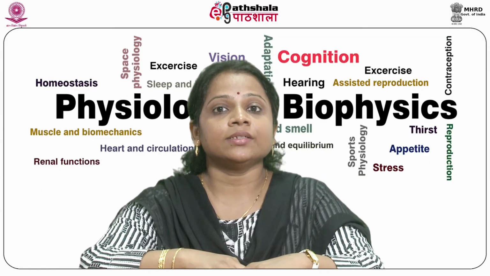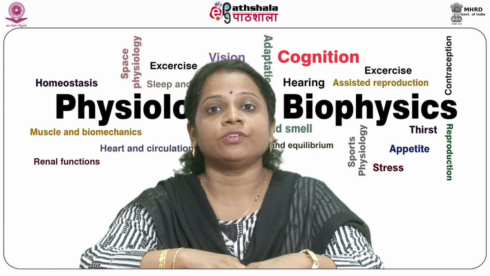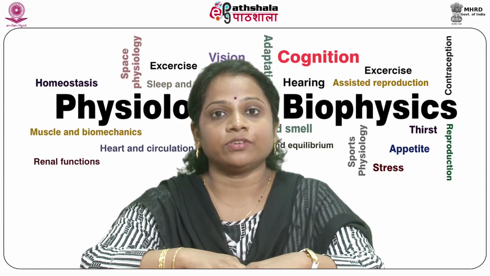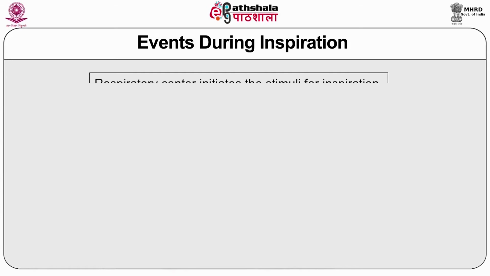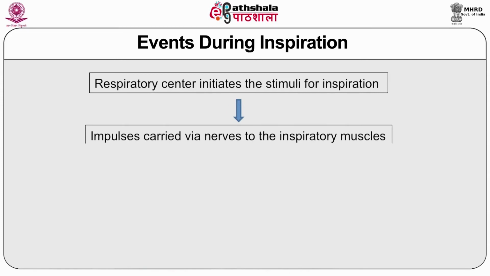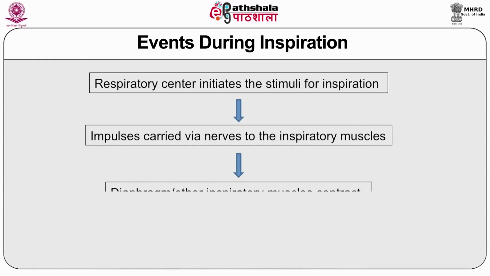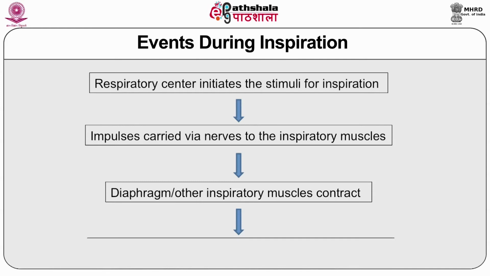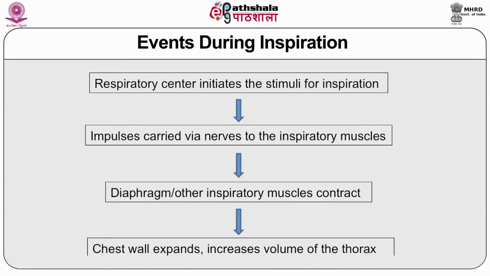Now let us see the sequence of events which take place during inspiration. Respiratory centers located in the brainstem initiate the stimuli for inspiration. Impulses are carried via nerves to the inspiratory muscles. The muscles like the diaphragm and other muscles of inspiration contract. The chest wall expands, increasing the volume of the thorax.